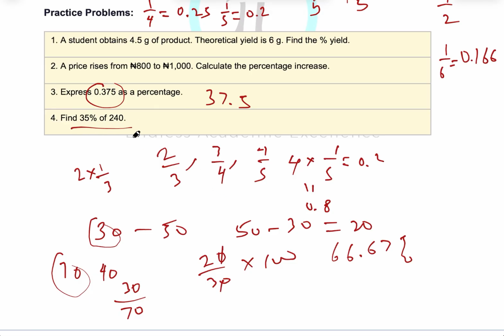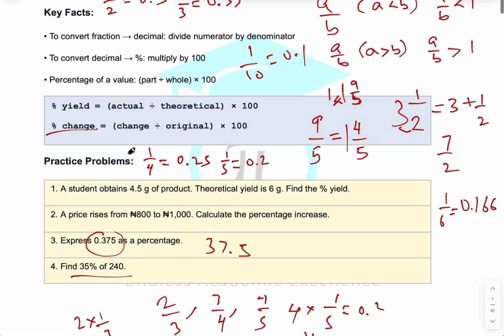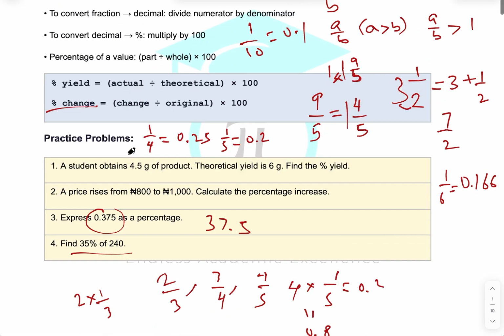In this case, you want to find 35% of 240. You don't need to start writing 35 over 100. Just count backward 1, 2, and put a decimal point. That will be 0.35 times 240. And easily, you get your answer within a snap of a finger. That's the first key thing that you need to know there.